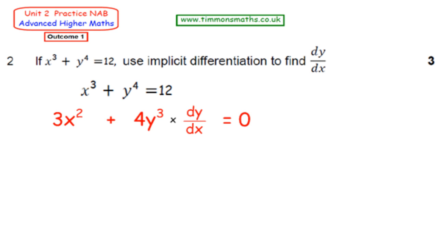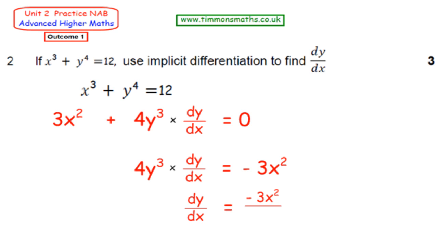To find dy by dx, we now need to rearrange this. The 3x squared, if we subtract that from both sides, that gives us 4y cubed times dy by dx, and on the right hand side we'll then have negative 3x squared. And to find dy by dx, we now divide the negative 3x squared by the 4y cubed. Negative 3x squared over 4y cubed. You could write the negative sign at the front and write this as negative of 3x squared over 4y cubed.